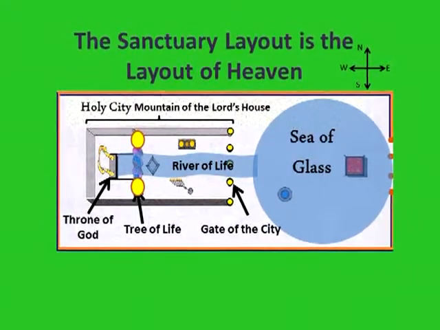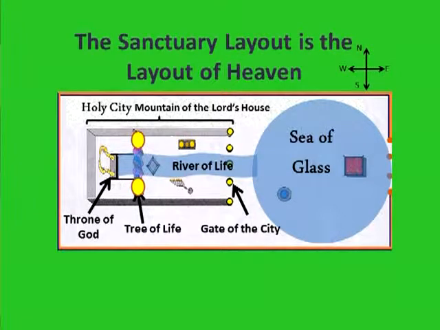The laver was made of looking glasses, and it was called the sea. So you have the sea of glass. I'm going to read a statement, and it was so long I didn't put it on the slide. This is from Testimonies, Volume 1, page 60. She says, soon our eyes were drawn to the east.